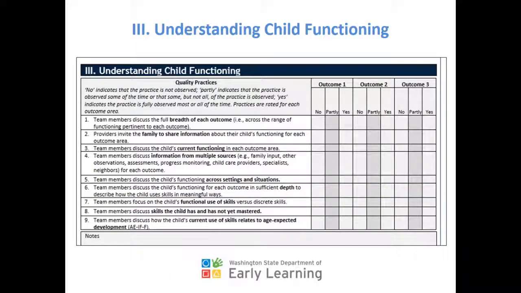This is section 3 of the COS-TC checklist, Understanding Child Functioning. The length of the discussion about the child's functioning relative to each outcome may vary depending on the information discussed during earlier interactions with the family, the child's age, and the consistency of the child's functioning in any outcome area. If the team has already gathered rich information about the child's functioning, the discussion may be a review of this information organized around the 3 outcomes. If rich information has not already been discussed, then the team may spend more time discussing the child's functioning relative to the 3 outcomes.